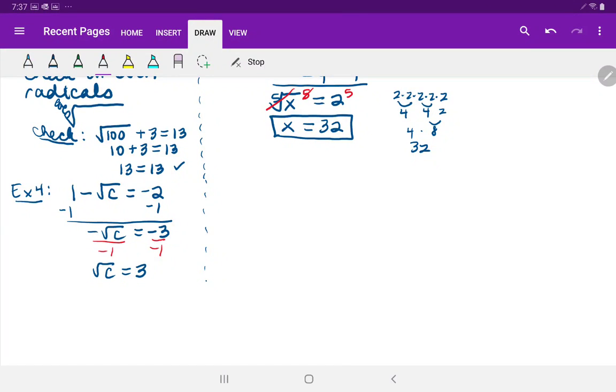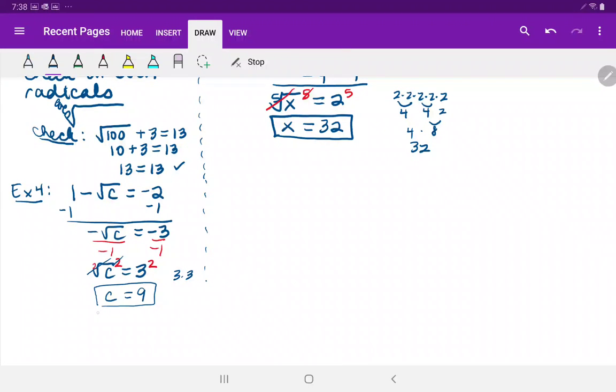And then how do you get rid of a radical? You raise it to the power that's in the corner. So this corner is a 2, so you put a 2 exponent, 1 on each side. And you can only put 1 on each side. This side cancels, and you get c. And this side you get 3 times 3, and that's 9.